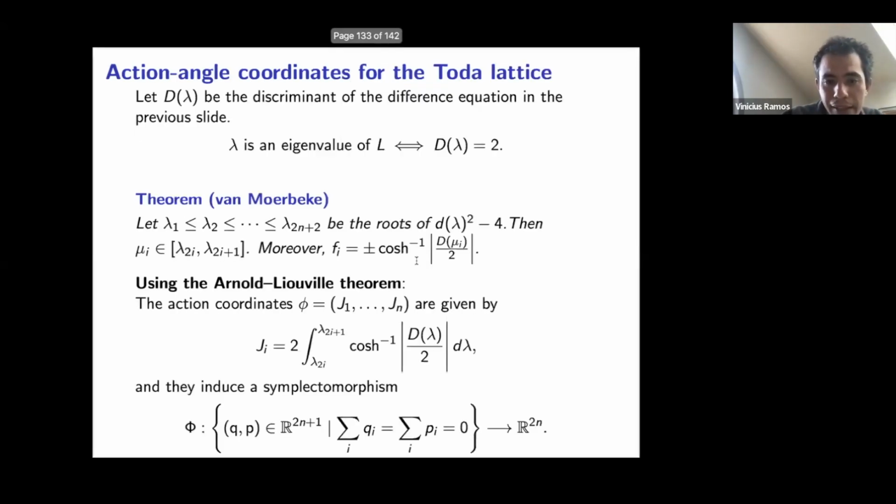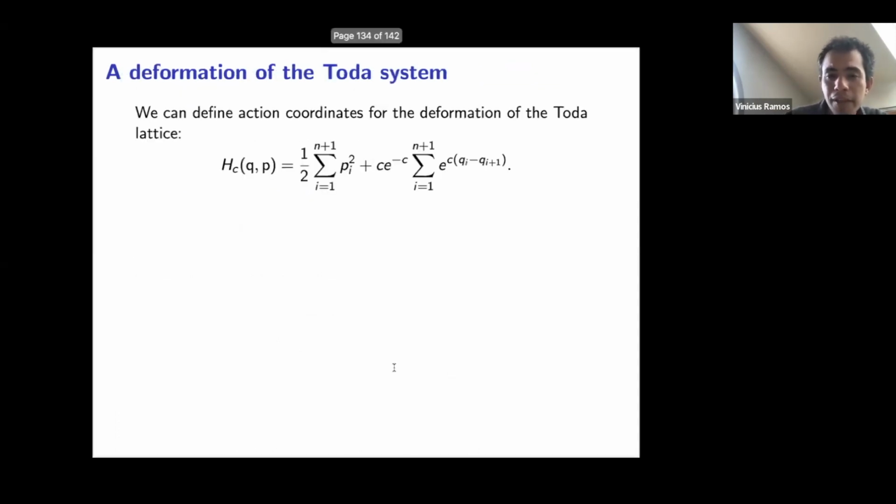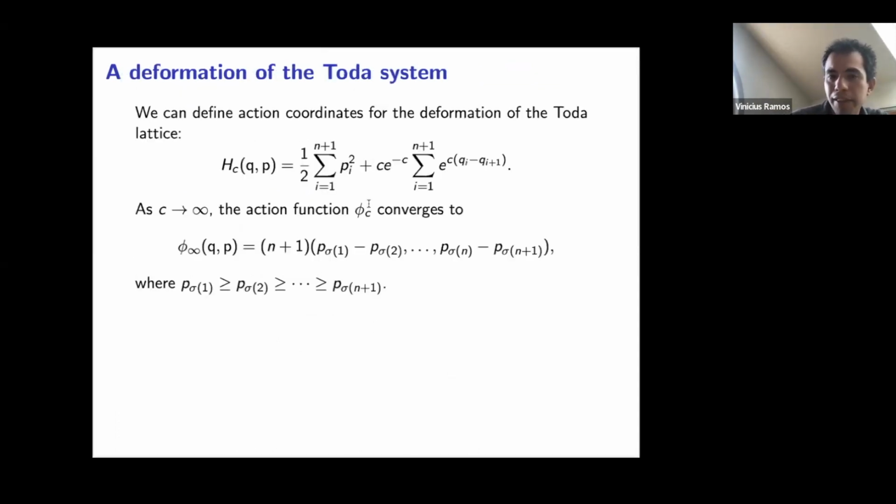And let me just go back to this expression. When the C goes to infinity, the integrand is going to converge to a constant. It's actually going to converge to (n+1)/2. Which is why this action function will now just converge to a constant, which is n+1 times the difference of these P's, because the eigenvalues will be just the P's, the coordinates of P, put in order. So that's how we get the action function.